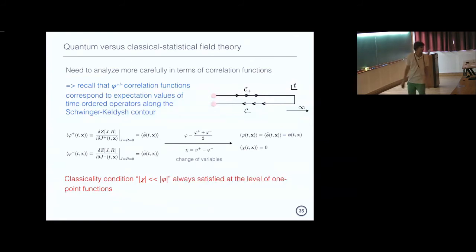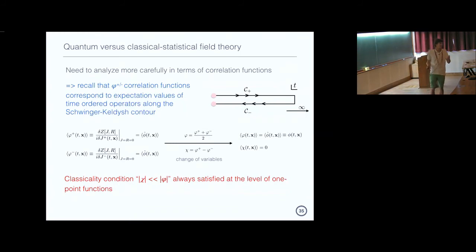And so I'm going to denote this as phi in the upcoming few slides. Whereas the expectation value of this quantum field, or this difference field, actually vanishes identically. And so this so-called classicality condition, that one is much smaller than the other, is clearly always met at the level of these one-point functions. But that's essentially just a symmetry constraint that we have. That's just a manifestation of symmetry between upper branch and lower branch. But this is already good. So this already means it doesn't fail right away.